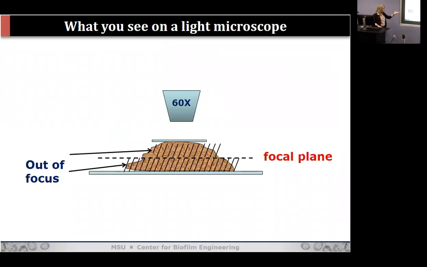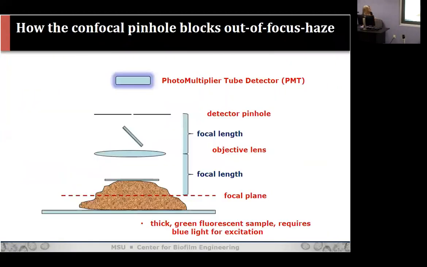And so if you're looking at this sample on a light microscope, most of what you see is out of focus. It's terrible. So you can either make your sample thin and flat, or like we do, leave your sample as is and change the way you image. So we go to the confocal. And here's why the confocal is so cool. We avoid all the out-of-focus haze.